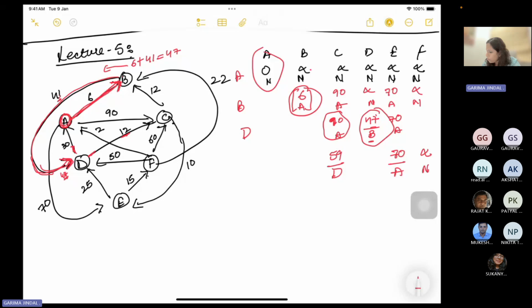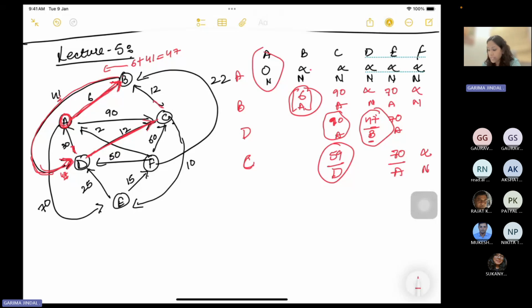Now amongst these, which is the node with minimum cost? C. Right. So now we will choose C to be visited. We have chosen C to be visited, and the cost to reach C is 59. Right. Now we will check from C. From C, where can we go?